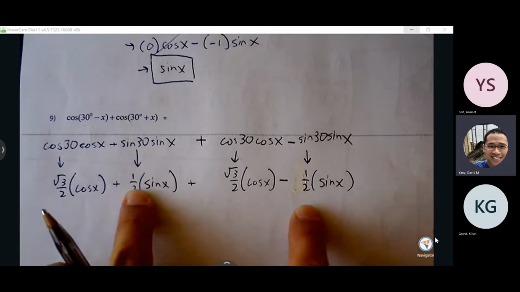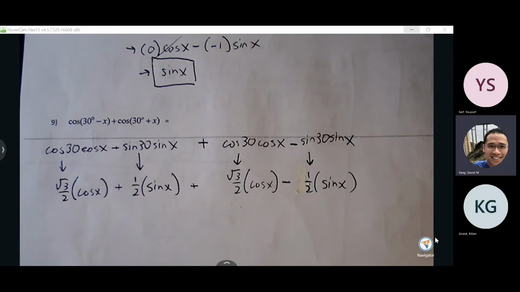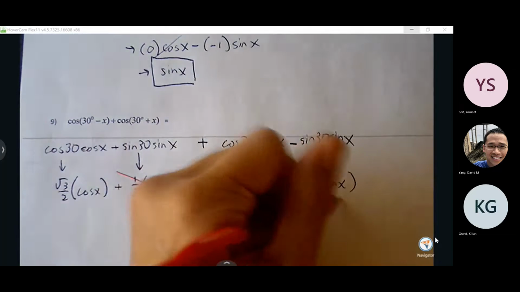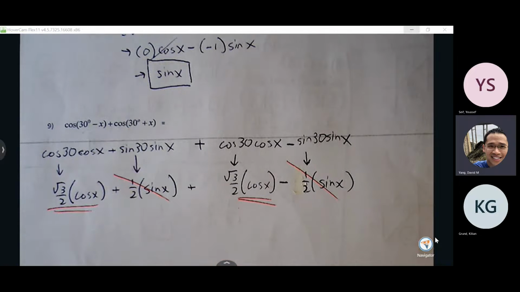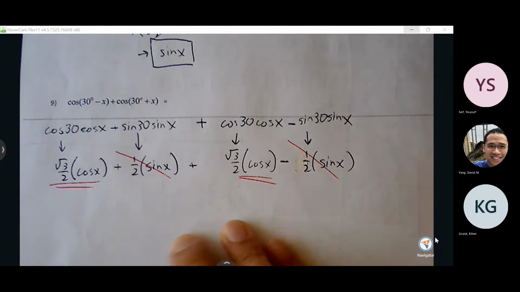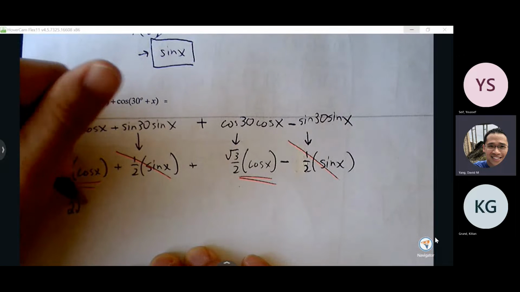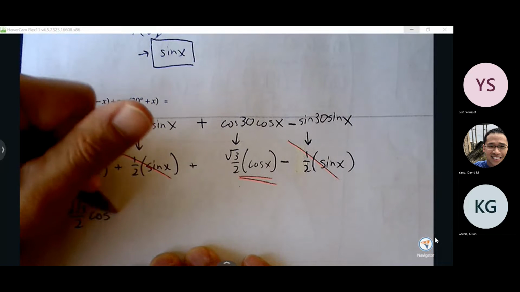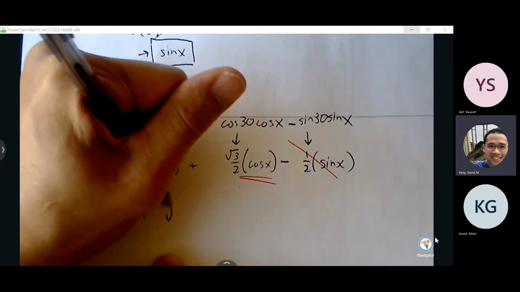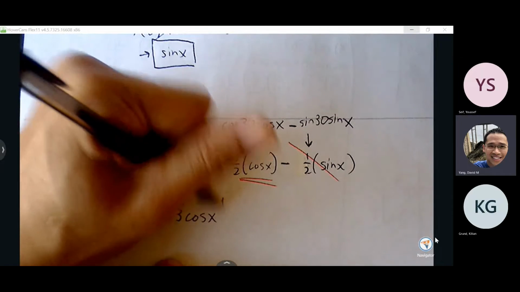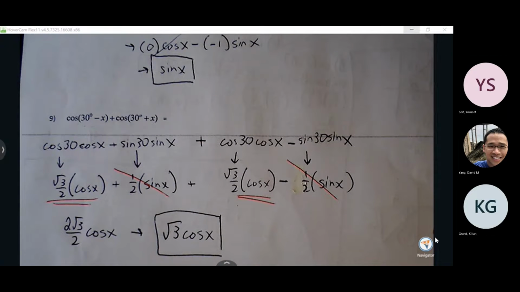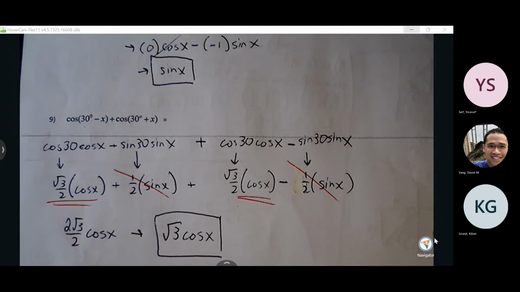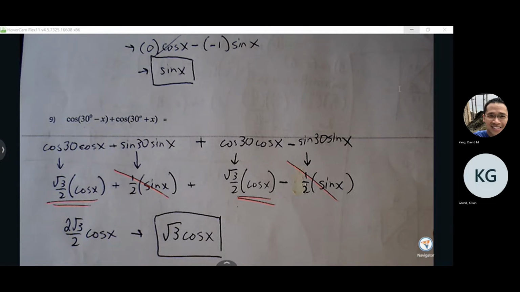Combine some like terms here. The 1/2 sine x and -1/2 sine x, that goes away. And we've got like terms there. Add those together. √3/2 plus √3/2. That's just 2 times √3/2. The 2's cancel out, just left with √3 cosine x. Any questions?